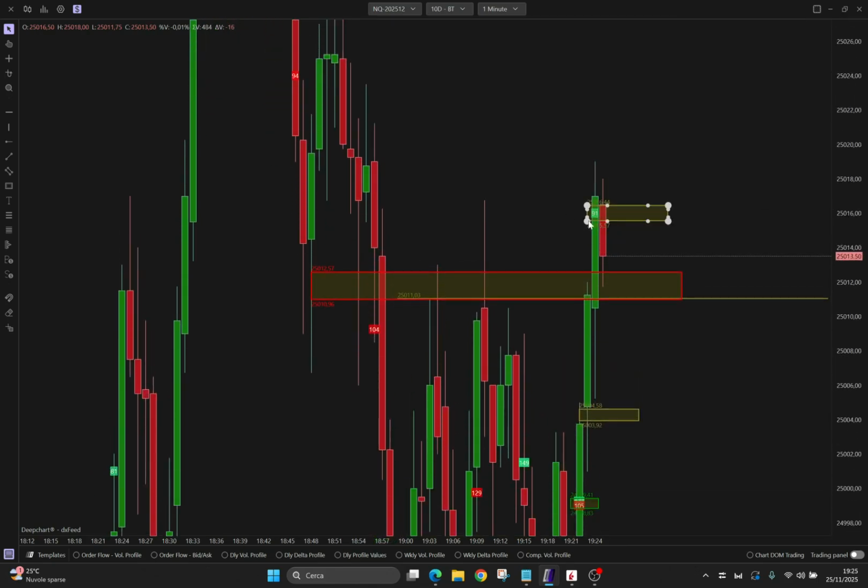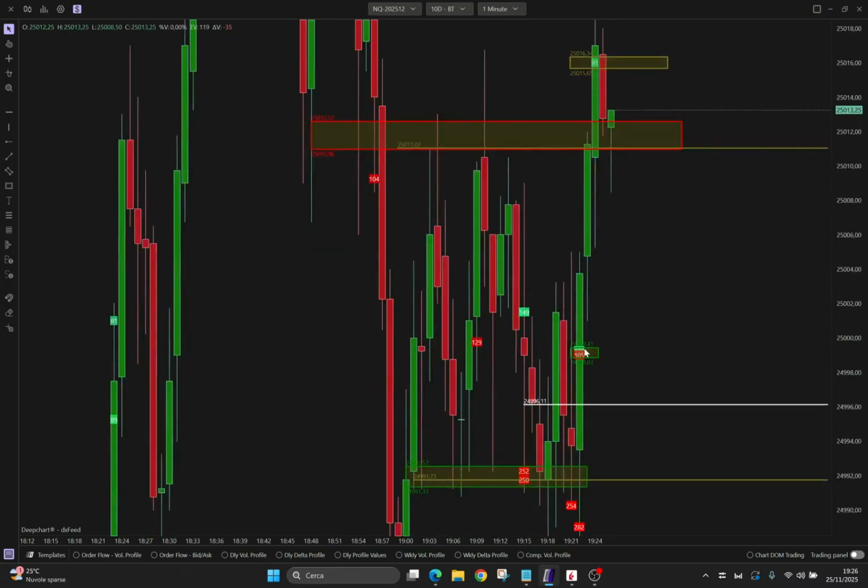Now, these buyers got accepted. They are in the full body of the candle, and these sellers are trying to get back into the range. You have two protection levels. This one, the gap got already closed. So the first level, if they want to go down, is this one.